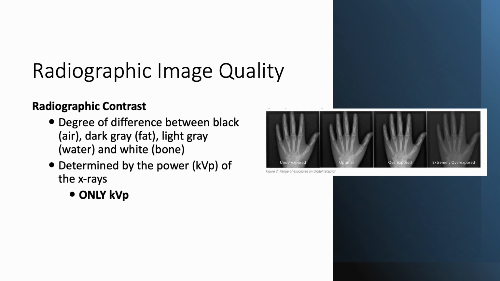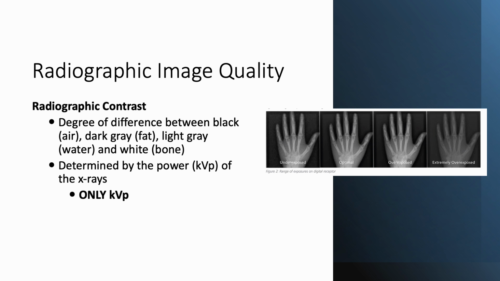Now, another image quality is the contrast. And this is the degree of difference between our different materials. So remember, sometimes we call them our densities in the body, but our different organs have different appearances on X-ray, and air appears black, fat is a darker gray, water or soft tissue density is a light gray, and then bone appears white. So those are 4 naturally occurring densities in the body, and they have different appearances on X-ray.